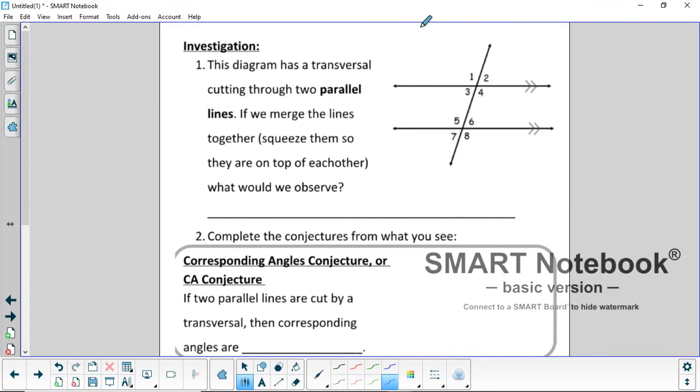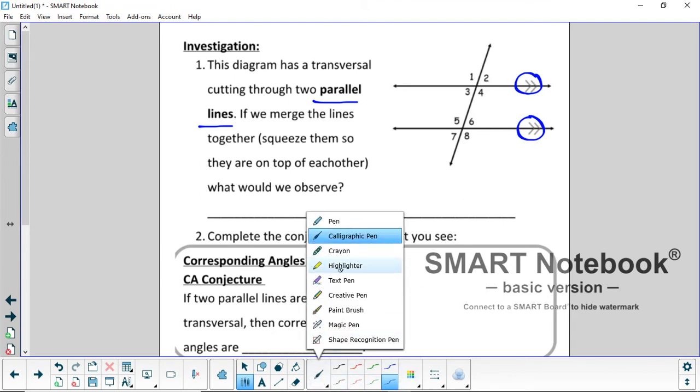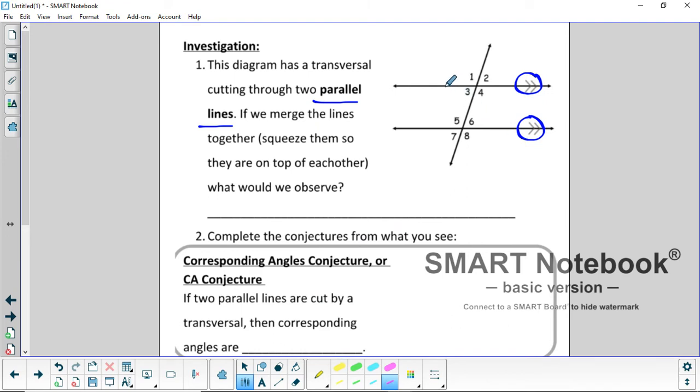All right. Now in this diagram, we have that transversal that's slicing through, but we have two parallel lines. So right here, we can see that those arrows mean the lines are in fact parallel. If we merge these lines together, where I squeeze them so that they come together on top of each other, what would we observe? So I'm just going to use my highlighter to show you what it would look like if I were to squeeze those together.